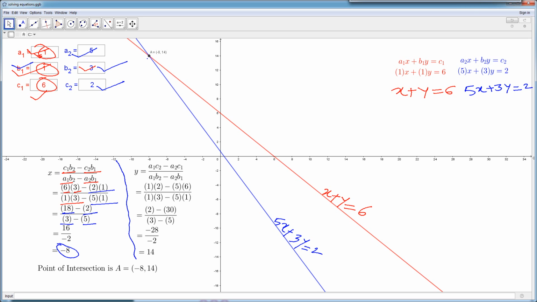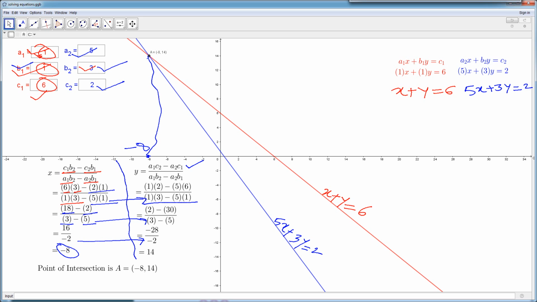You can observe that the value of x is minus 8 here. If you drop a perpendicular line here, that is going to be minus 8. Similarly, substitute the values of A1 B1 C1 and A2 B2 C2 in the formula for y. No need to repeat the calculations for the denominator part. They are going to remain the same. So the denominator is going to be minus 2.